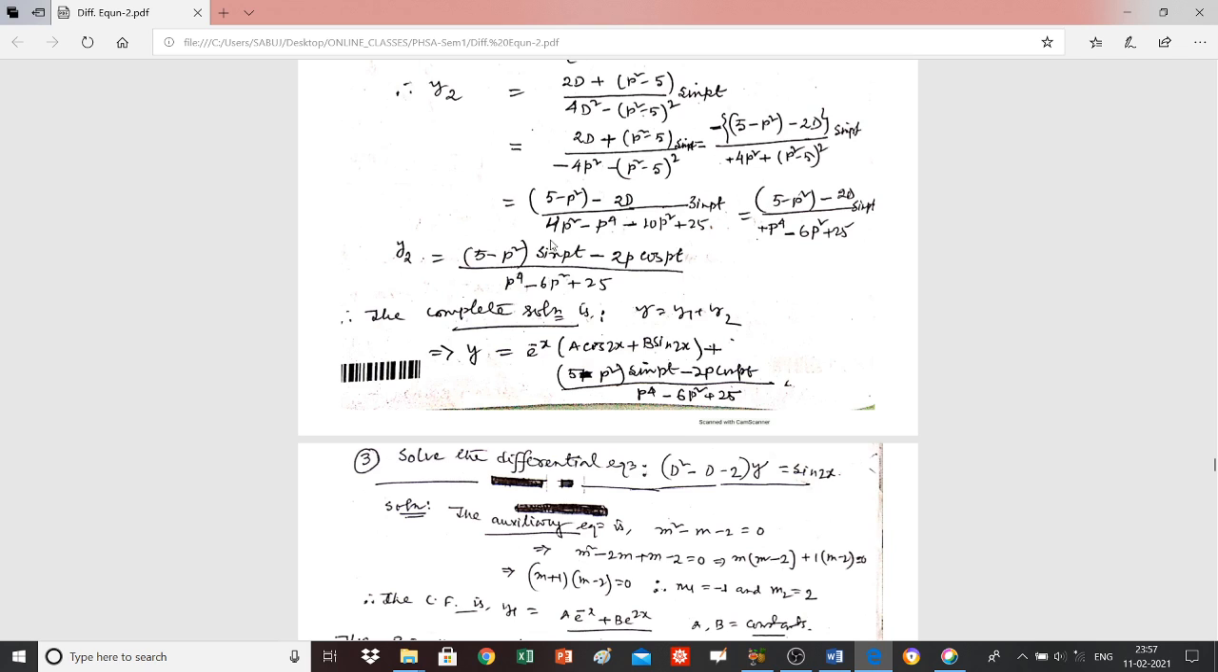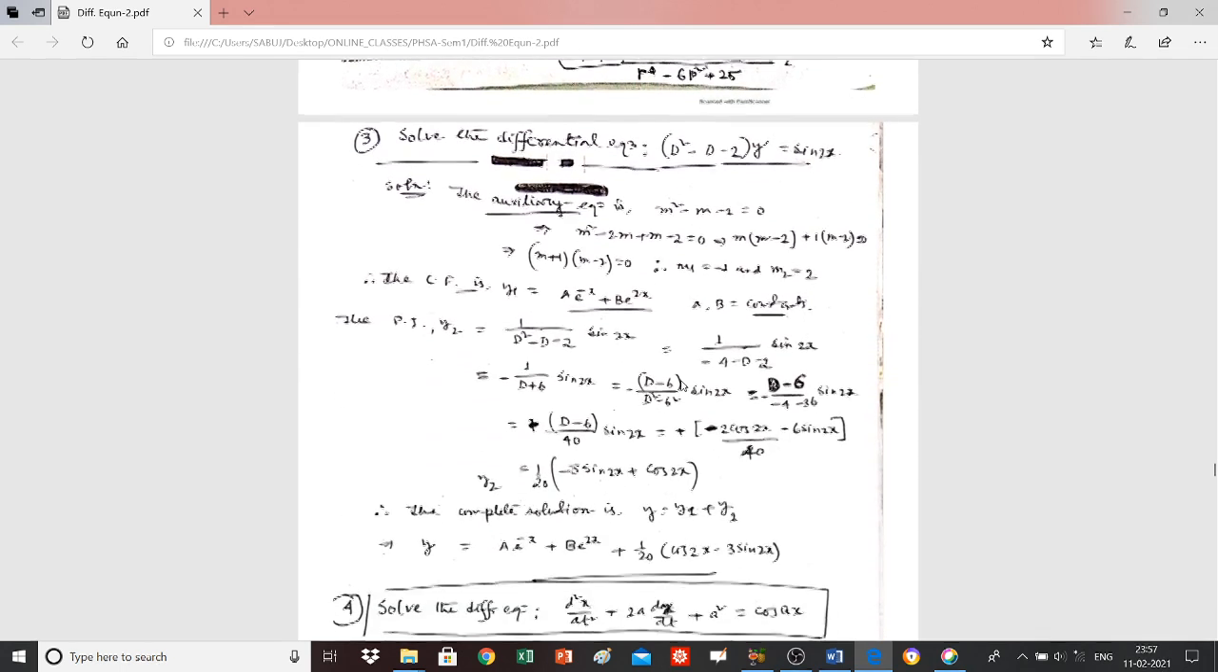Then you will finally get y2 is equal to minus 5 minus p square sin pt, just multiply this sin pt with these terms. So minus 5 minus p square sin pt, and then 2 and d, here d means differentiation of sin pt, that will give you cos pt. So 2 cos pt with a multiplication of p, so minus 2p cos pt, and this term is here. So the complete solution is y1 plus y2, this is the y1 value, that is the complementary function value here, and these are the particular integral terms.